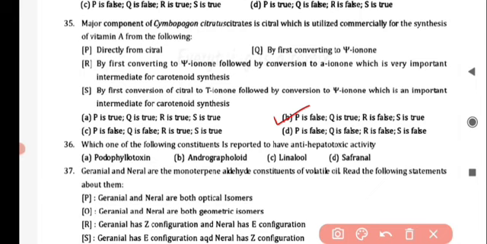Now the next question is, which one of the following constituents is reported to have anti-hepatotoxic activity? And the correct answer is option B, andrographolide.